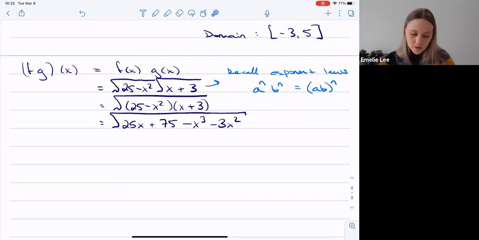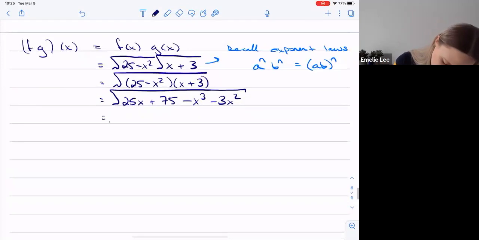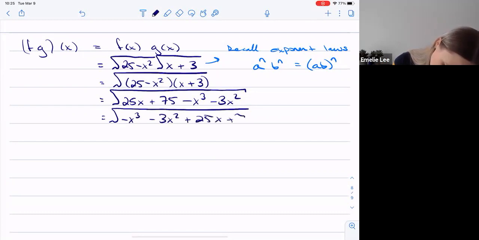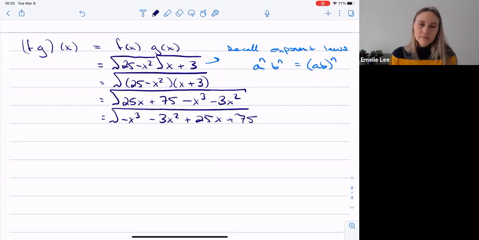Just as a note, we usually like to have the powers descending in a polynomial. So here I start with my negative x to the 3 minus 3x squared plus 25x plus 75. But like I said, if you just wanted to put this into WebAssign, I'm pretty sure it just marks it right. So don't worry too much about it. But it was good to be able to manipulate things.